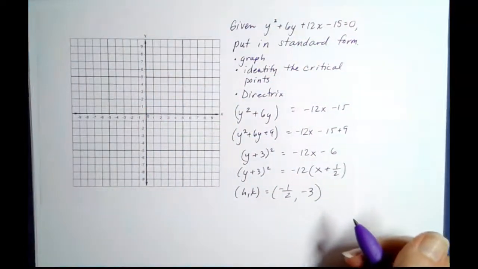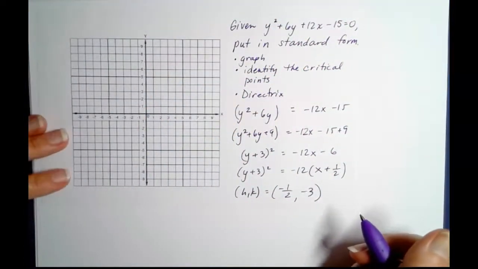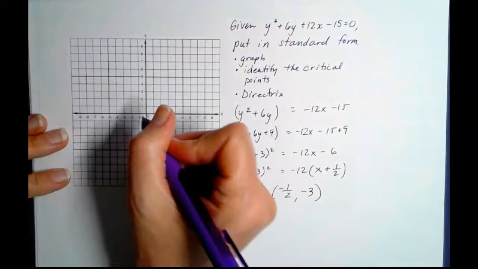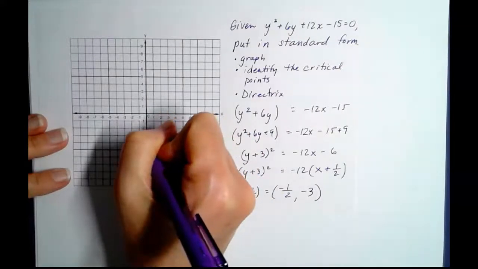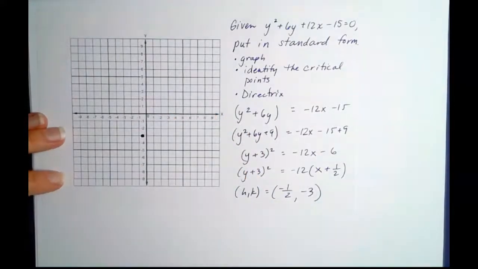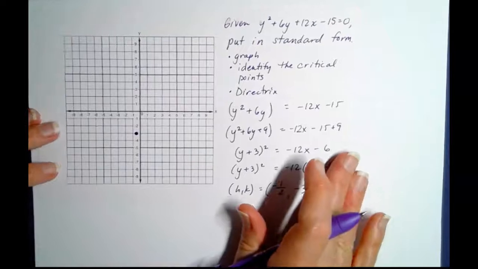So this is our standard form, which means that we have a vertex of our parabola at negative 1/2, negative 3. Now we can handle negative 1/2. That's not terrible to graph, so we're going to do that. So back a half, down 3, right there. That's our vertex.